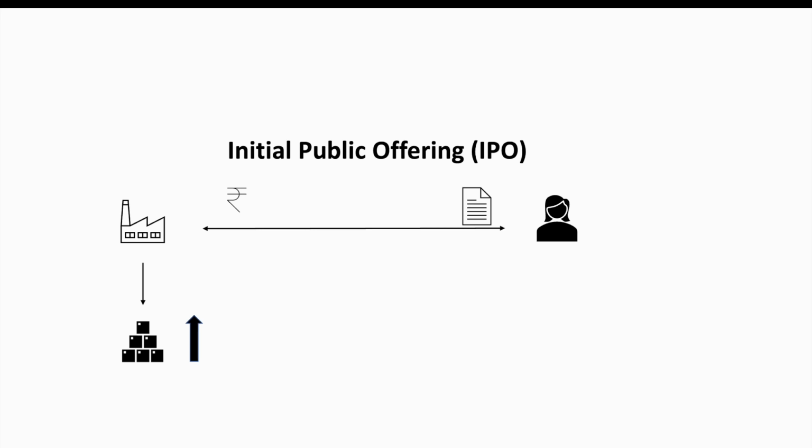Taking this money, the company will go and produce some goods and increase the production, increase the revenues and profits from there. And a part of this profit is given back to the shareholders in terms of either dividends, buybacks, bonuses, etc., and more. And this is how the entire cycle works.